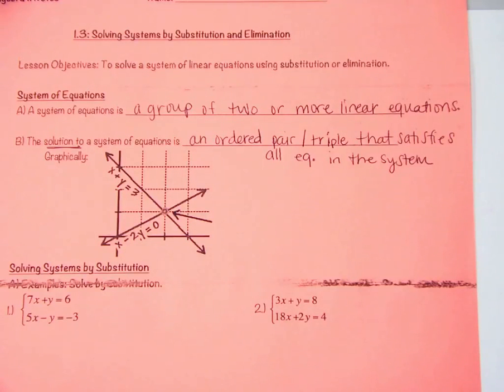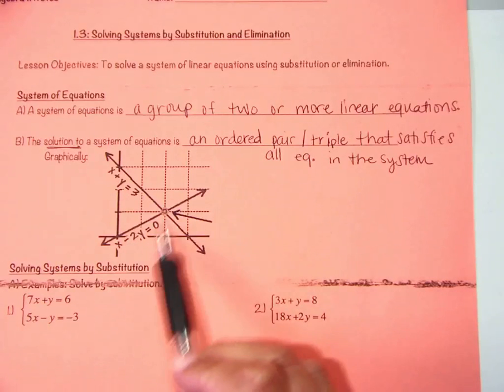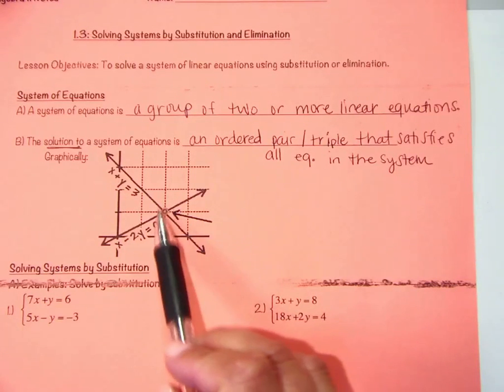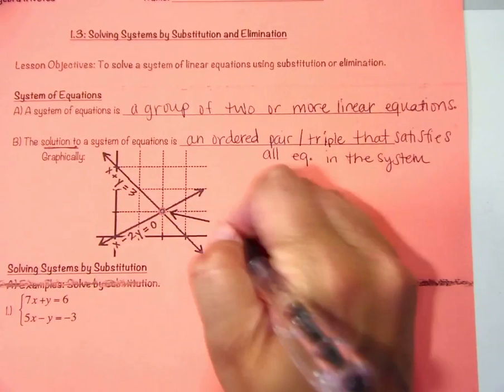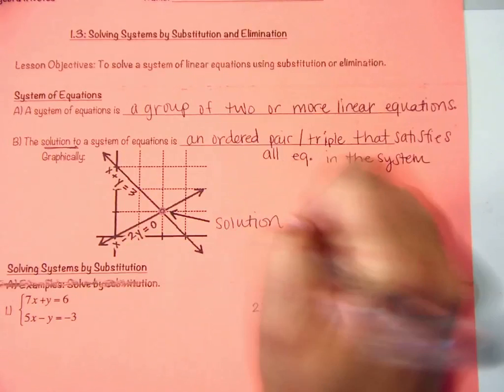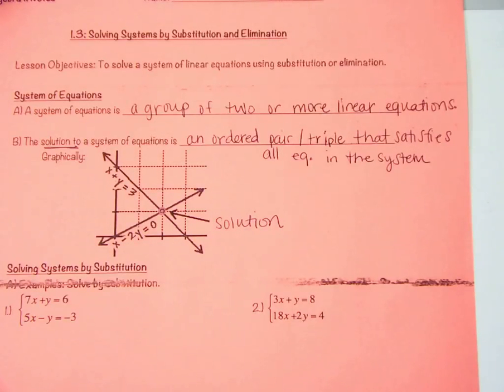What that means is if you have an ordered pair like (2, 3), so your x value is 2, your y value is 3, if you plug those x and y values into both equations, you're going to come up with true statements. This is what it means to satisfy an equation. Graphically, a solution to a system is where your two lines cross, okay? So it is a point that is in both lines, which is why it satisfies the equations algebraically.